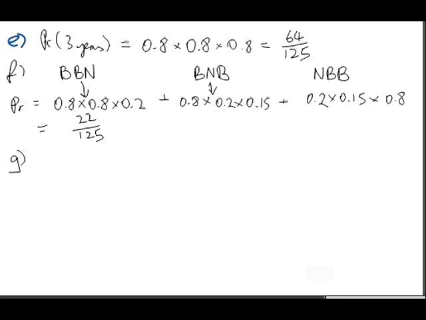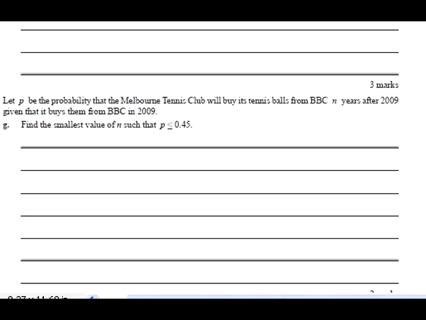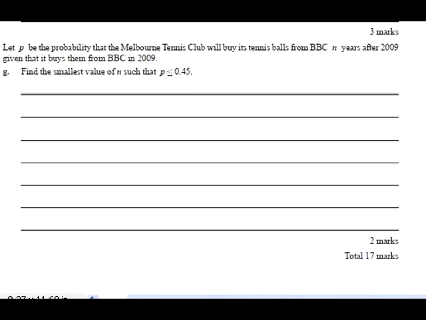And in the blink of an eye, we've come to part G, the last part of the question. And it goes, let P be the probability that the Melbourne Tennis Club will buy its tennis balls from BBC N years after 2009, given that it buys them from BBC in 2009. Find the smallest value of N such that the probability, remember P is the probability that Melbourne Tennis Club is going to buy its tennis balls from BBC, is smaller than 0.45.